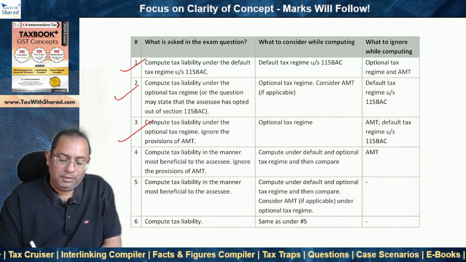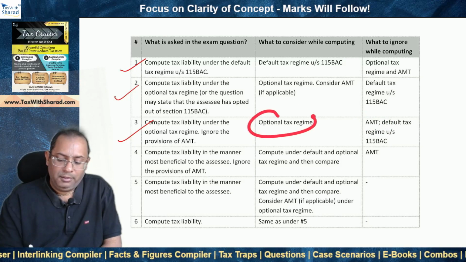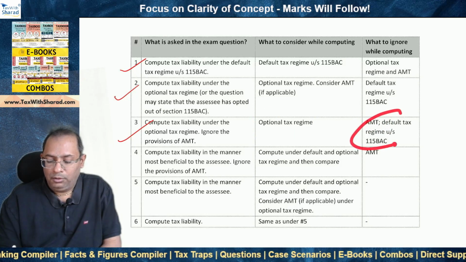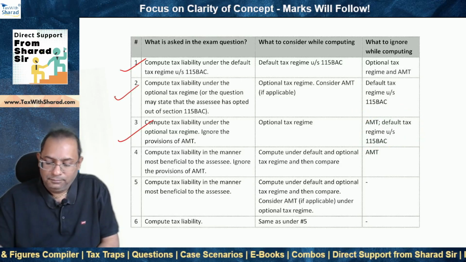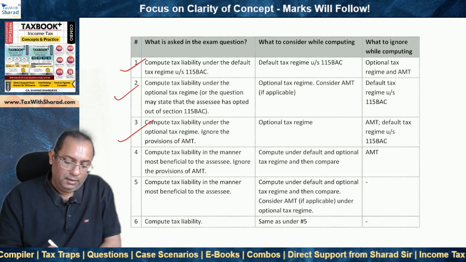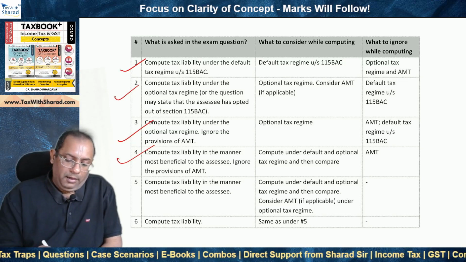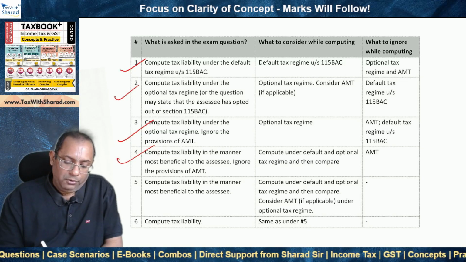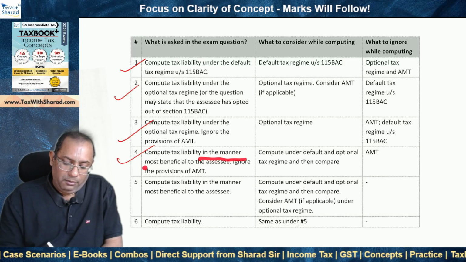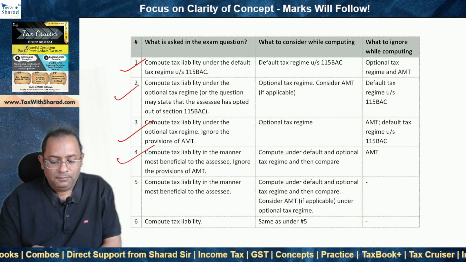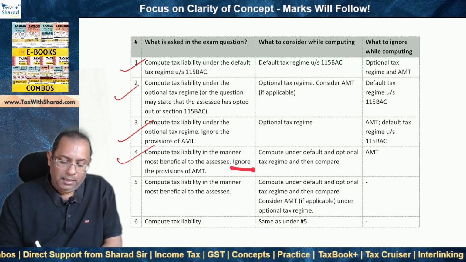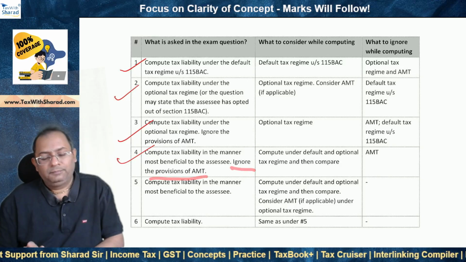And since the question has asked you to compute only under the optional tax regime, you should ignore the default tax regime under section 115BAC. Is this clear? Next, number 4. In number 4, the question will ask you to compute tax liability in the manner most beneficial to the SSE, and the question will specifically ask you to ignore the provisions of AMT.